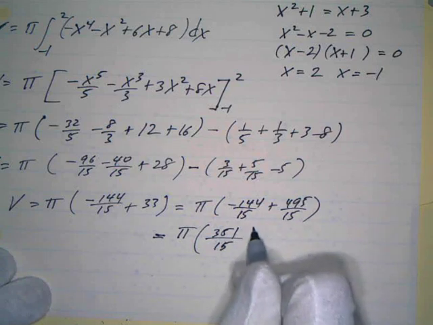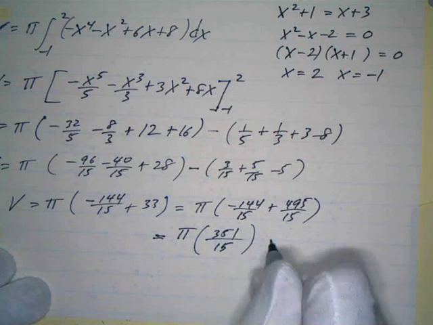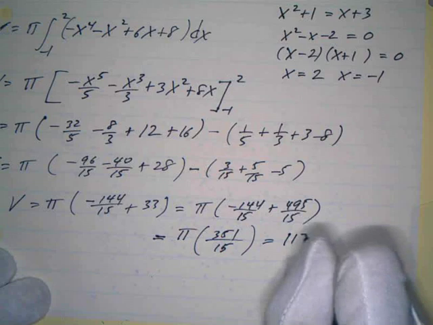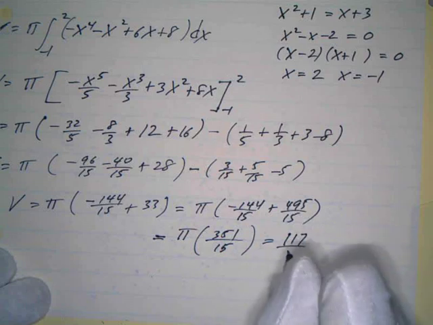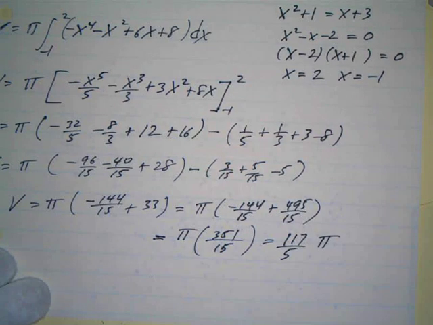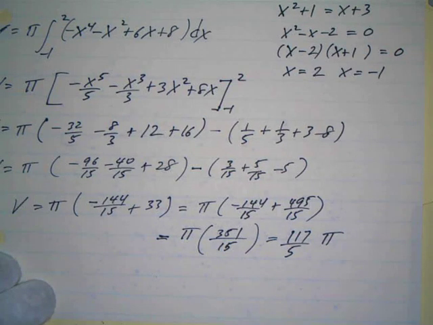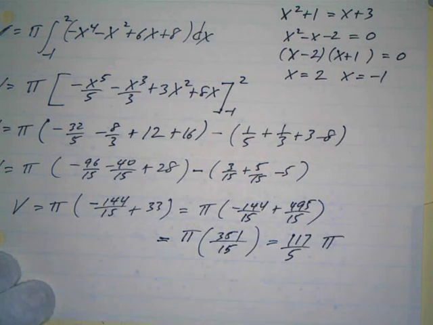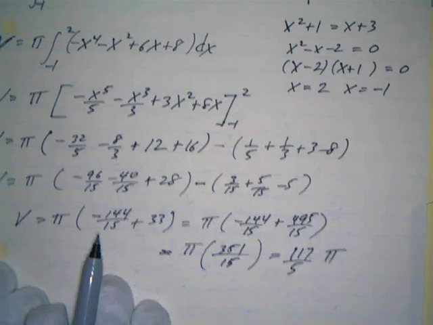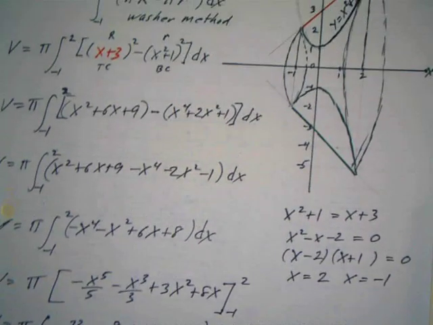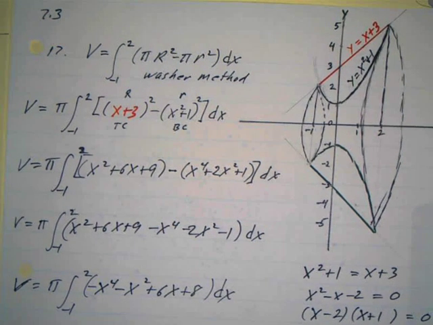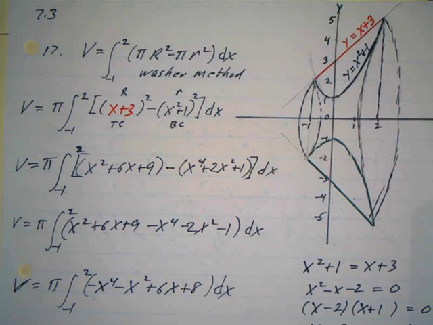And believe it or not, 3 goes into both those, so if I reduce that, this ends up being 117 over 5. I divide the top and the bottom by 3. Times pi, and that's your answer. So that's a bit of arithmetic there. You use your calculators to kind of take care of these numerators and add up these numbers, but it does work out. Okay, so that's number 17, and that was by far your most challenging problem on this assignment.